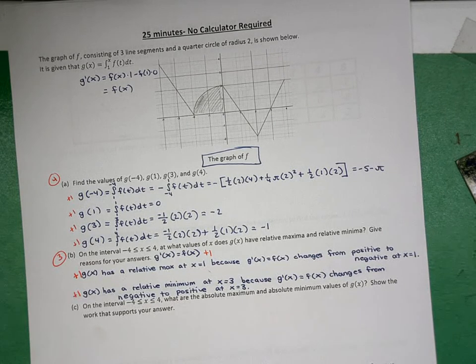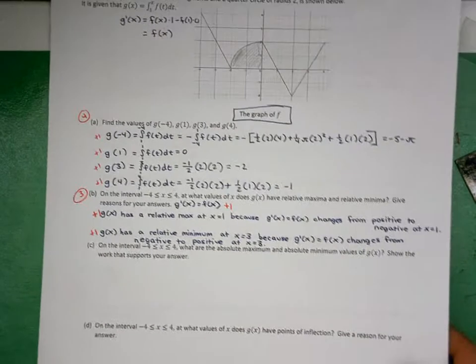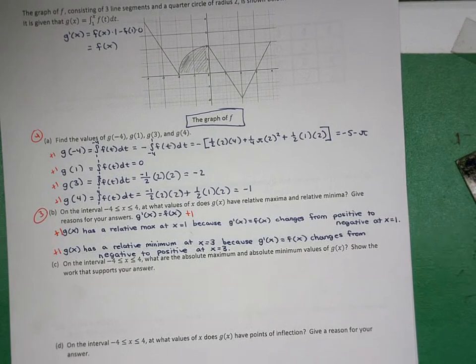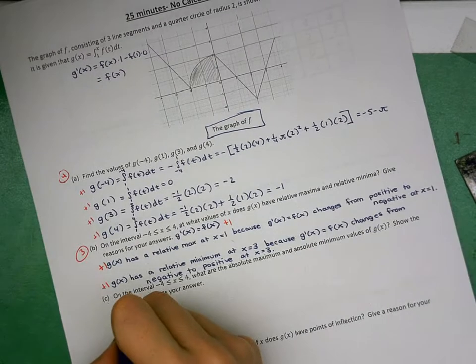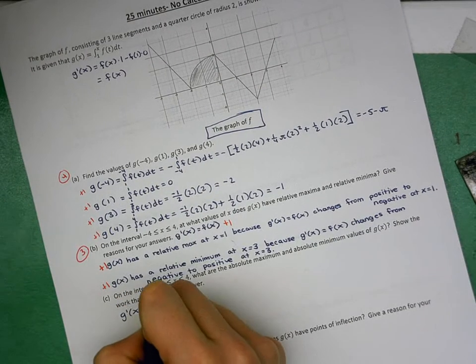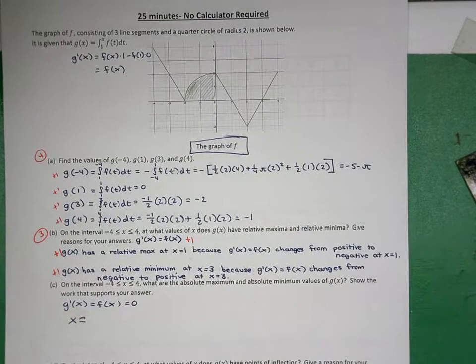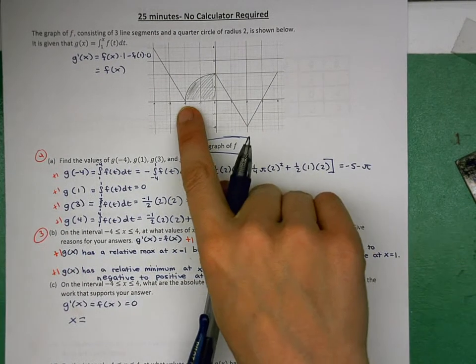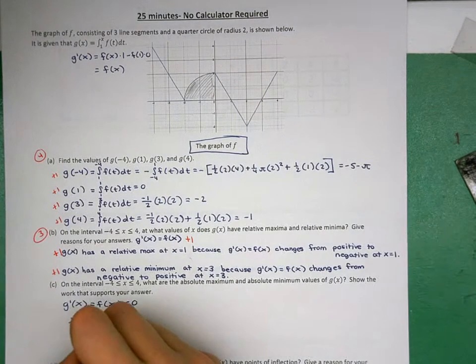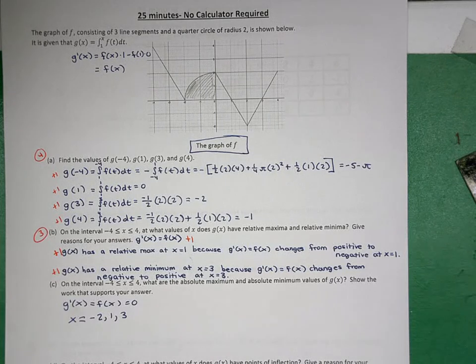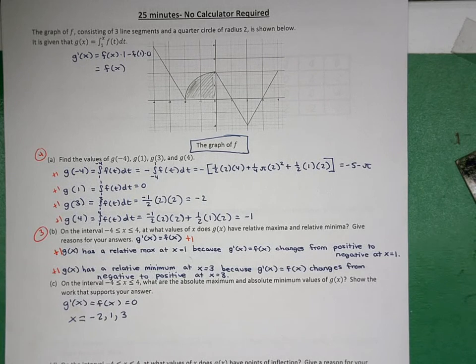Okay, part C, on the interval -4 to 4, what are the absolute maximum and absolute minimum values of g of x? Show the work that supports your answer. So how do we find absolute maximums and absolute minimums again? Okay, well, we take our first derivative, and we set it equal to 0. Okay, so where does f of x here equal 0? It equals 0 at -2, 1, and 3. And then for the record, we're now going to be testing by taking these numbers and our endpoints, which are -4 and 4, and we're going to be plugging them into our original function g.